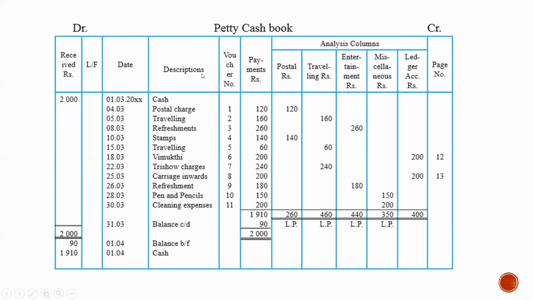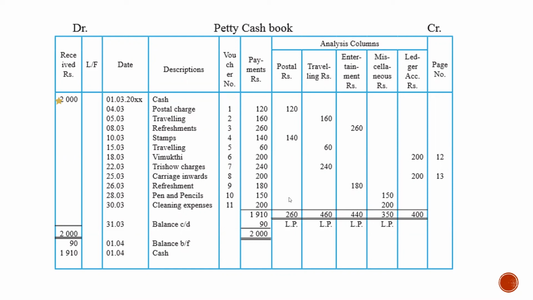As I stated before, when the cash is received, we put the cash, the date it was received, and the received amount. This is called the petty cash imprest, right? Later on, we write the descriptions and the payments done. Here, for postal, voucher number 1 is being recorded. Payment is 120, so it is recorded in the postal column. Again, do we record traveling under postal? No. Only stamps come there. Traveling goes to traveling expenses.